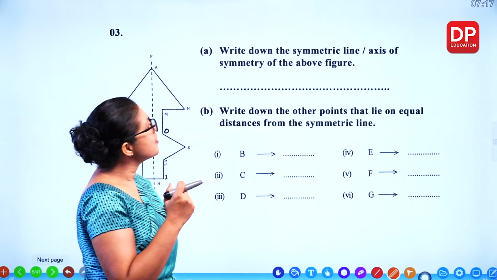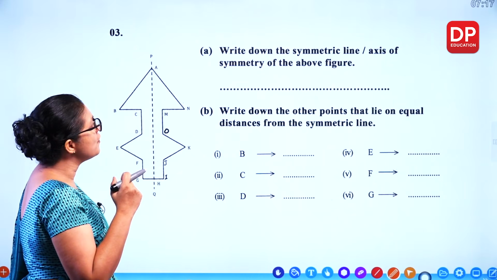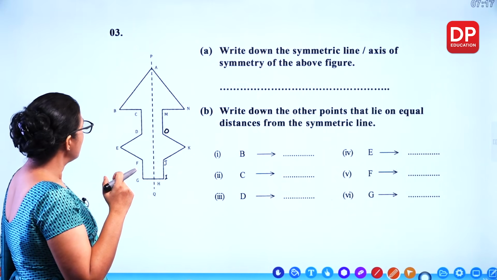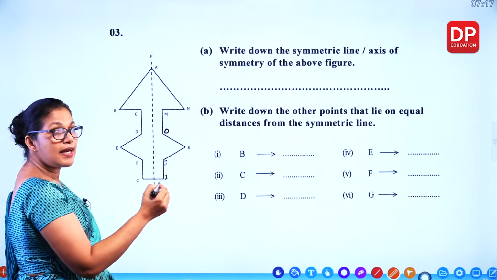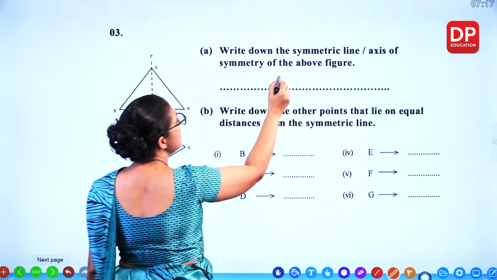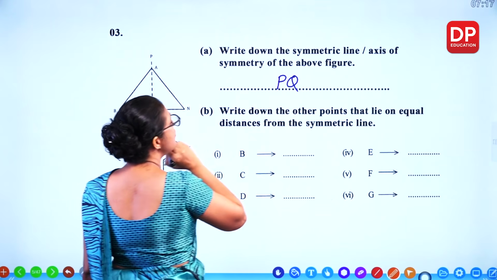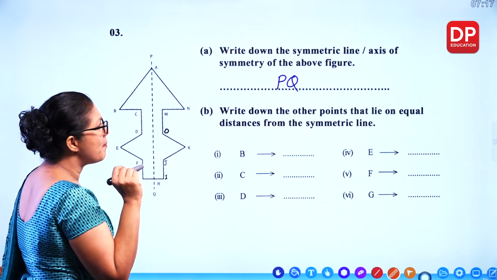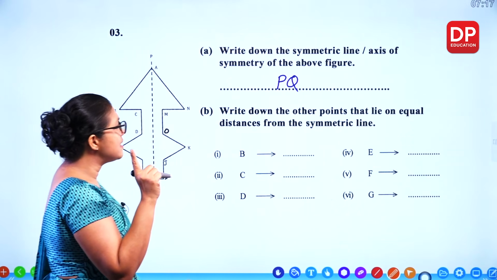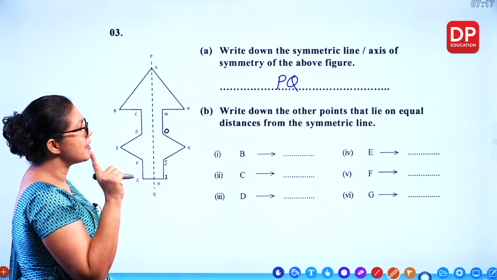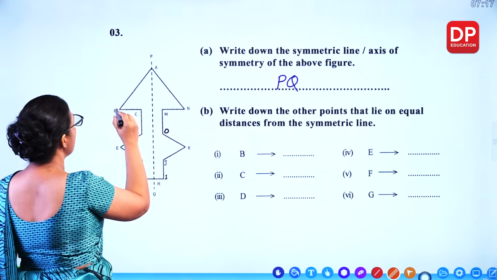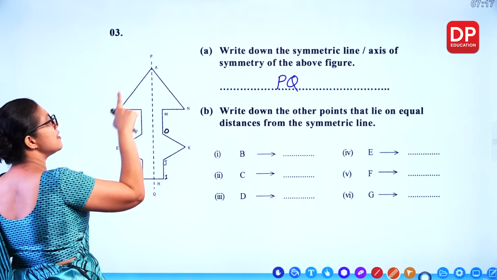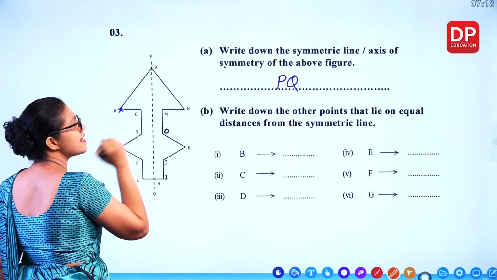Write down the symmetric line or axis of symmetry of the above figure. So here we can see left hand side is the same as the right hand side. So what's the line? PQ line is the axis of symmetry. Write down the other points that lie on equal distances from the symmetric line. When you take B, what's the point on the other side? It's N.